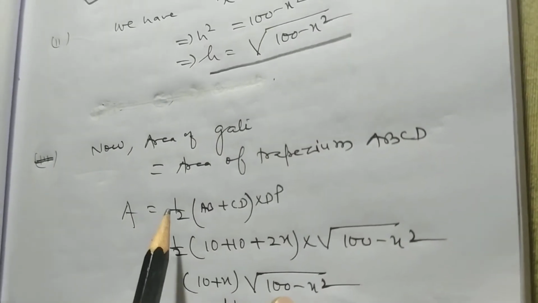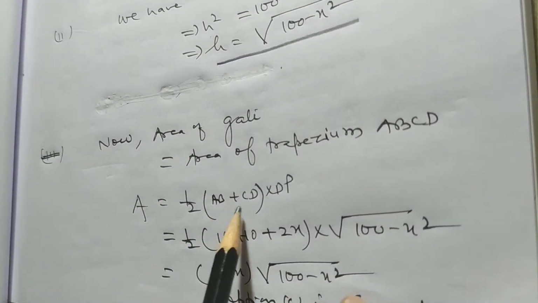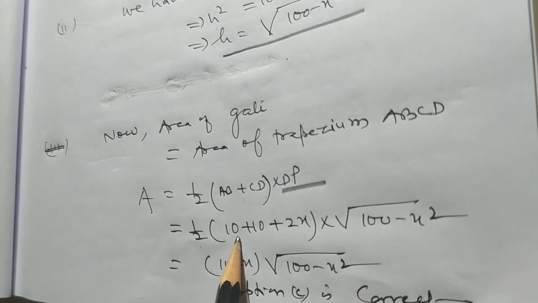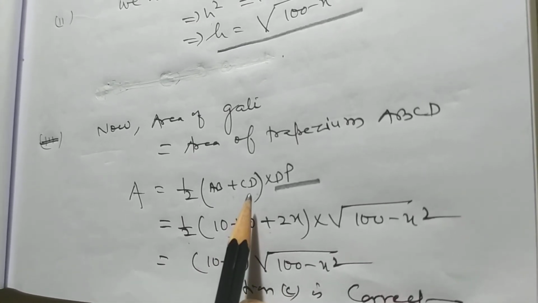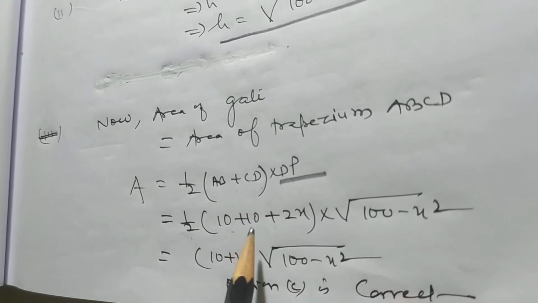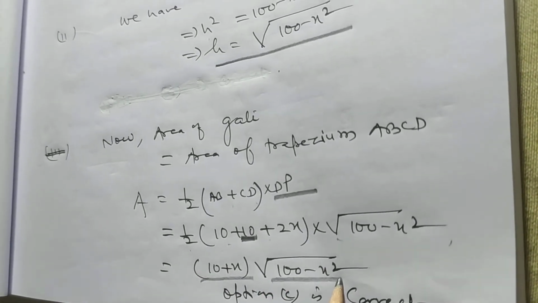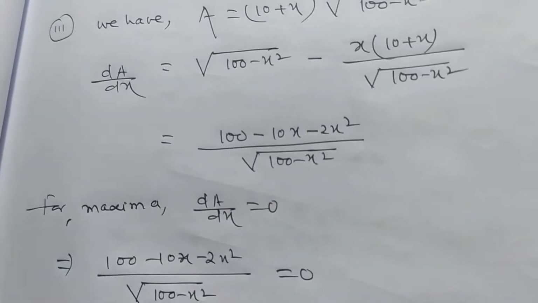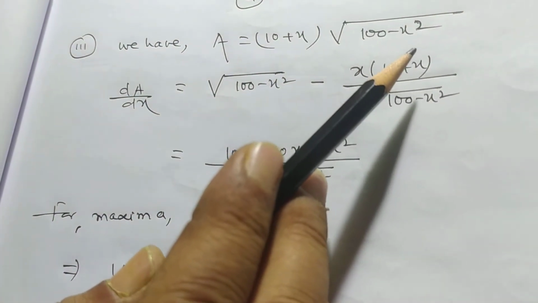Now the area of the gate is the area of trapezium ABCD, A is equal to half times AB plus CD into DP. AB is 10 plus 2x, and CD is equal to 10, into DP. After solving, we have A is equal to 10 plus x times root over 100 minus x square. So option C is correct.